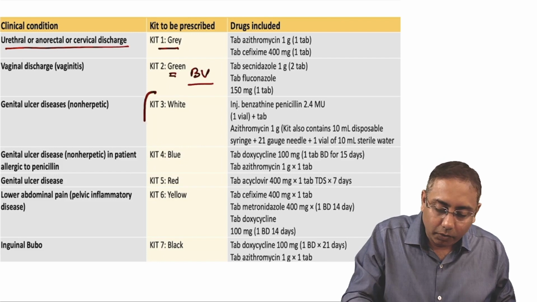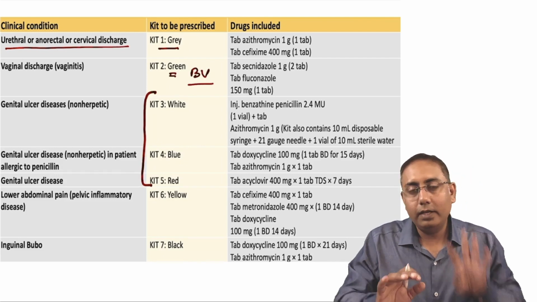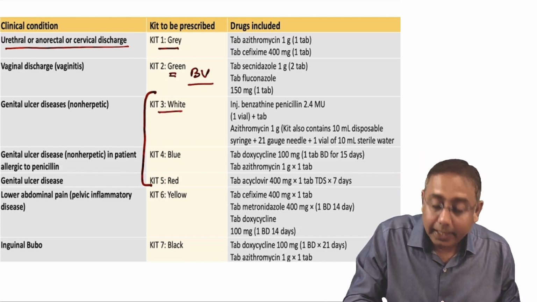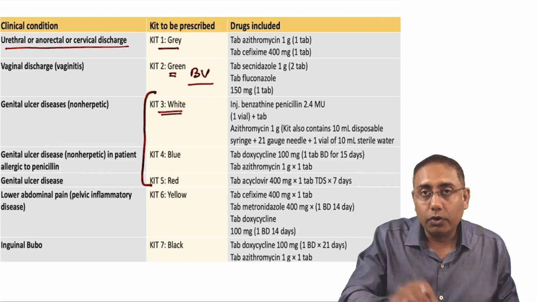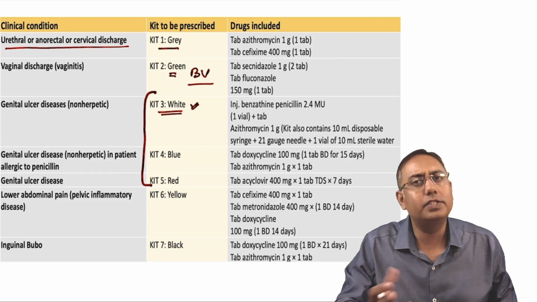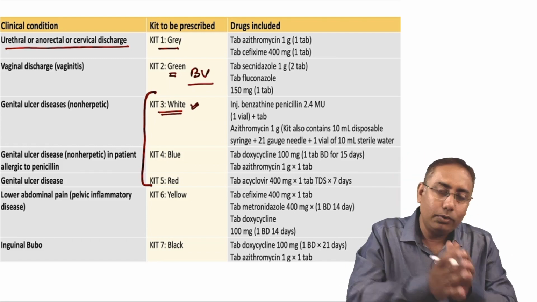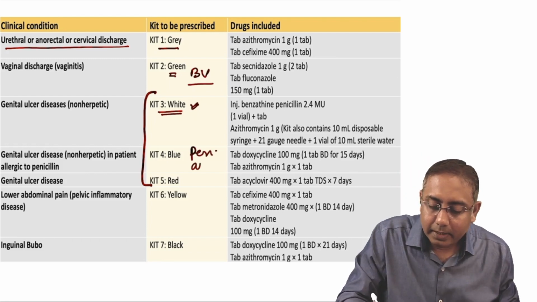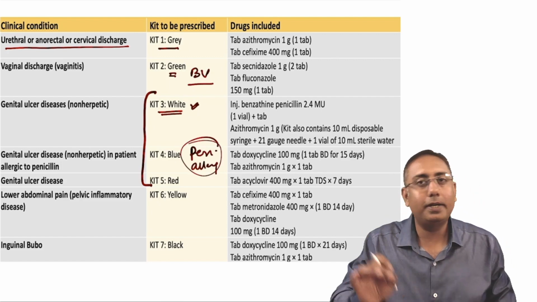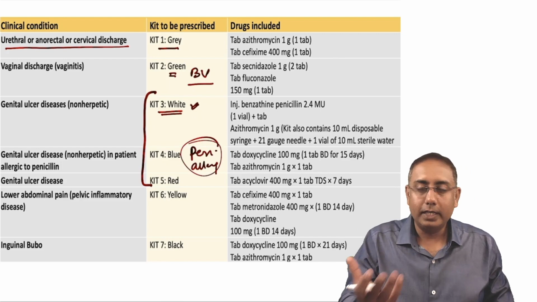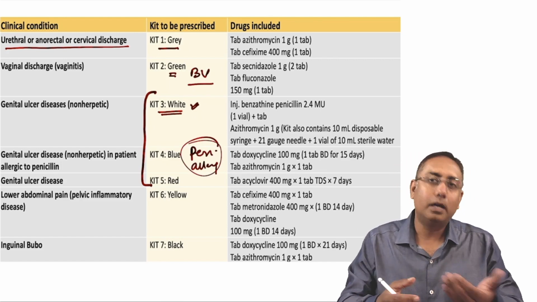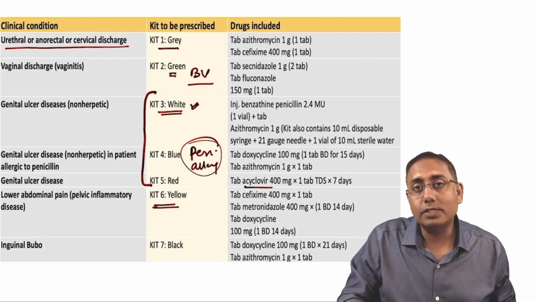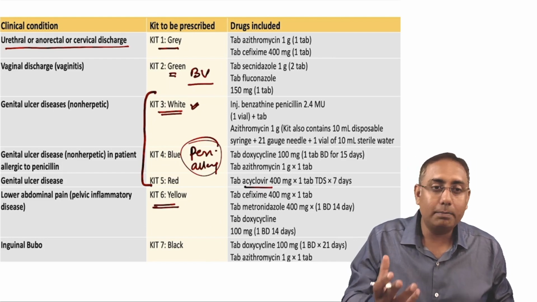Kits 3, 4 and 5 are all for genital ulcers. Kit number 3 is for non-herpetic genital ulcers; the standard is kit 3, which is a white kit. Kit 4 is again given to non-herpetic genital ulcers but in those who have penicillin allergy. Kit 5 is for anybody who has herpetic genital ulcers, because it contains acyclovir and so on. Kit number 6 is for all cases of pelvic inflammatory disease or lower abdominal pain.